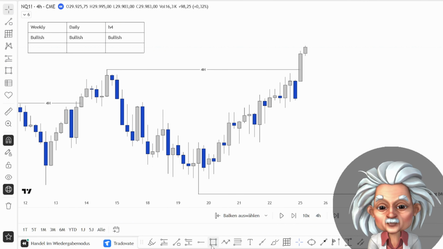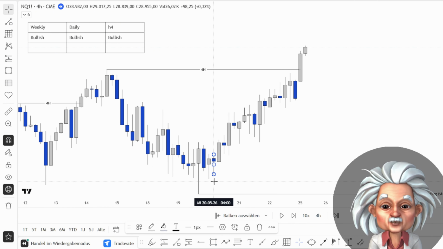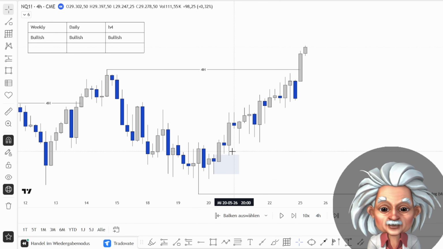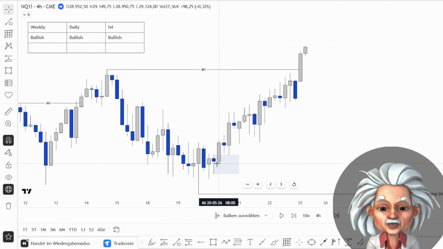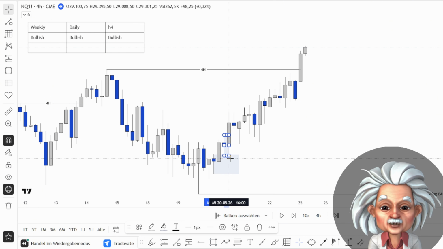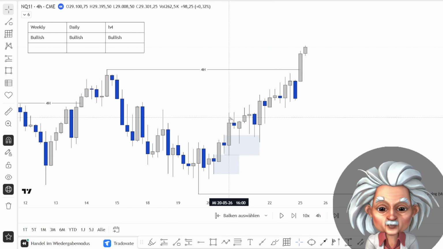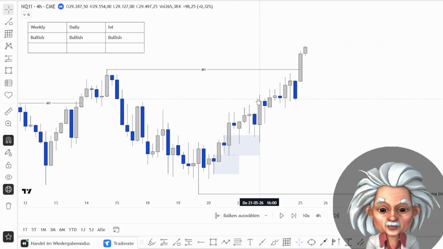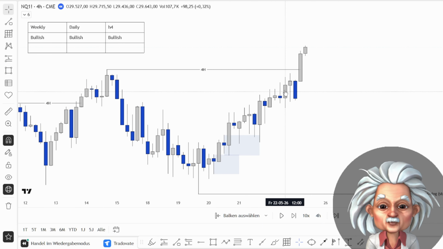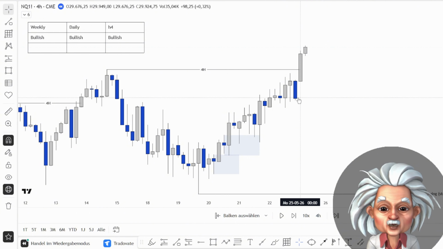This is very important. You have to always look at which zones are mitigated. As you can see, the demand zones here are all mitigated. You see? Push to the upside, mitigation. Push to the upside, mitigation. Push to the upside, no mitigation.